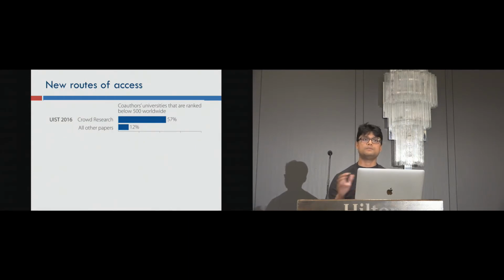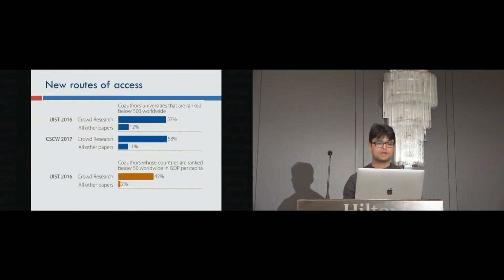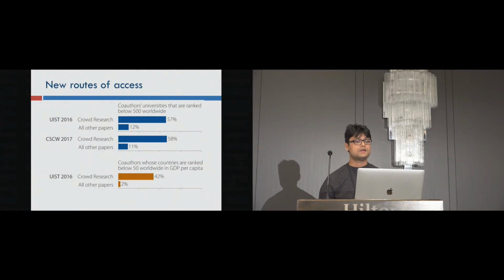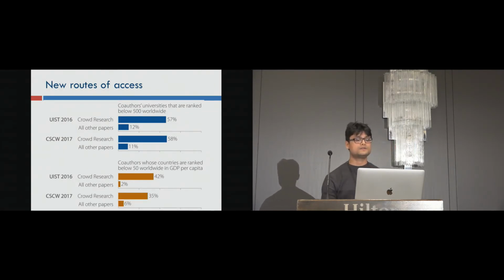So we basically analyzed every paper that was published last year at UIST. The Crowd Guilds paper was submitted at CSCW, so we also wanted to understand for CSCW. And it was 58% of crowd research authors from universities that ranked below 500, while 11% for all the other papers. For UIST 2016, we also wanted to understand where they were coming from. And so 42% of the crowd research authors were from countries that ranked below 50 worldwide in GDP per capita, and only 2% for all the other papers. For CSCW, it was 35% and 6% for all the other papers.